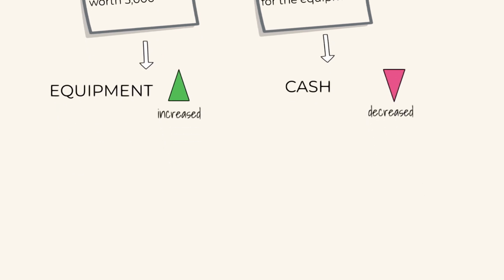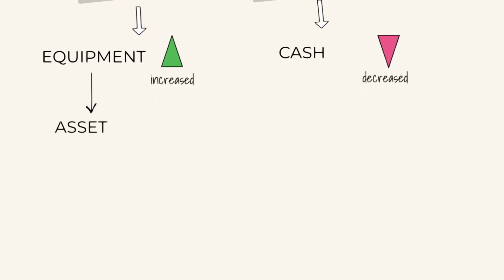The equipment is an asset account. The increase on an asset account is a debit. Therefore, we need to debit the equipment account for 5,000. The cash decreased by 5,000. The cash is an asset account. The decrease on an asset account is a credit. Therefore, we need to credit the cash account with 5,000.